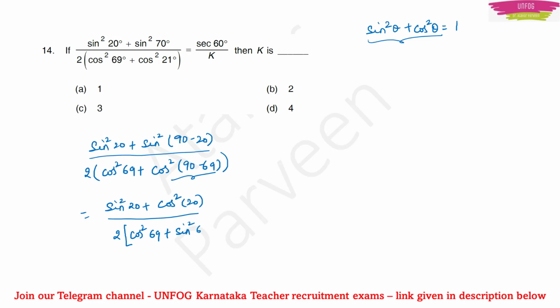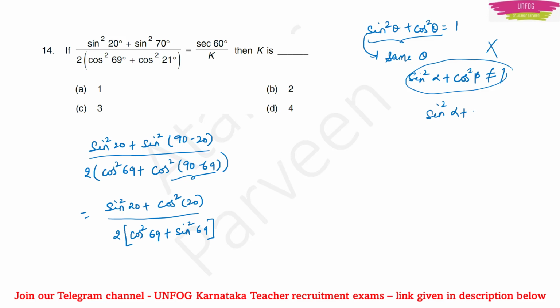So the theta will become common. If I want to apply this formula, I should have the same theta. If I have sine square alpha plus cos square beta, this is not equal to 1. This is not the identity. The identity is sine square alpha plus cos square alpha, where your angle should be the same. This is the correct identity. Now the angle was not the same, right?